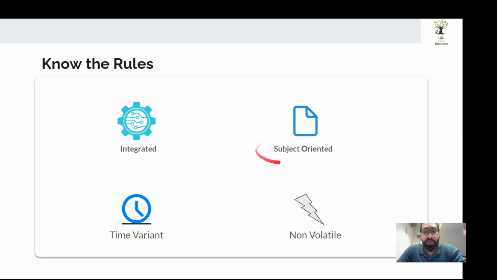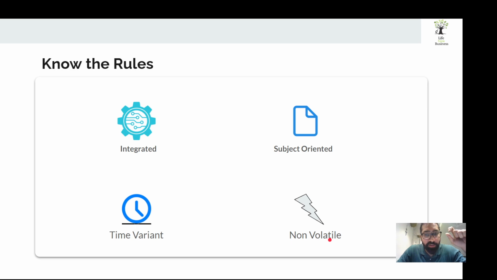So it is always built on a specific subject. Third is time variant. Time variant is nothing but a fancy term that it stores the history data. So all the data that is coming into the data warehouse has to be associated with a timestamp, so that we can trace back what was the data that came into the data warehouse during that time.